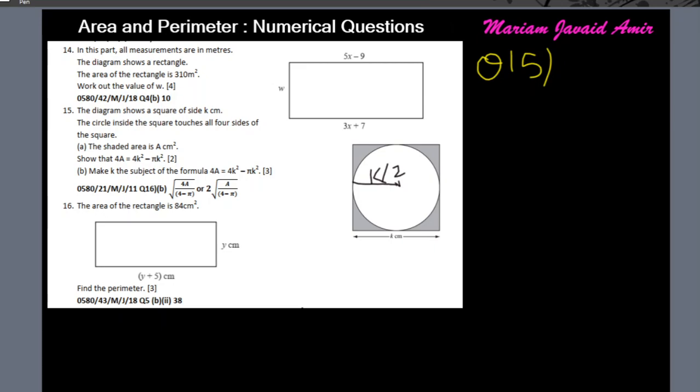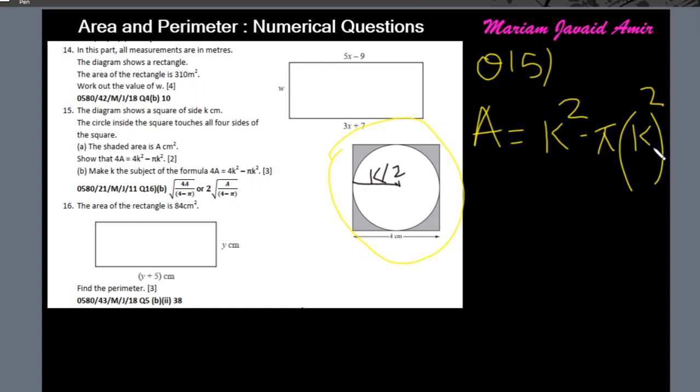So I know the shaded area equals A. So I'll write A equals, now how would I find the shaded area using this? That would be the area of the square, which is K squared, minus the area of the circle, which is pi r squared, and the radius we concluded earlier is K over 2.